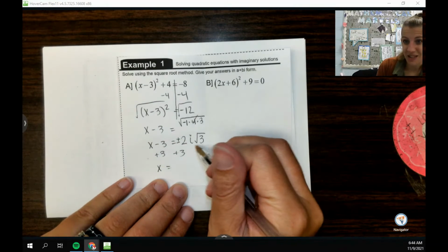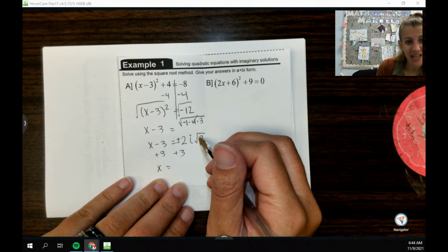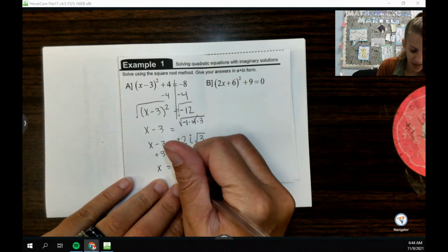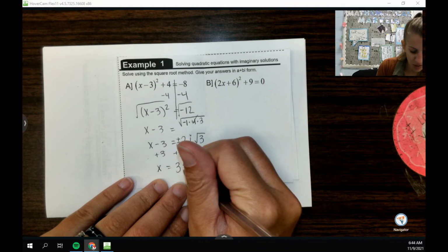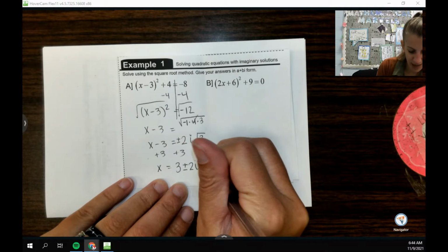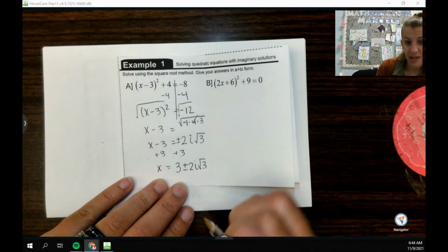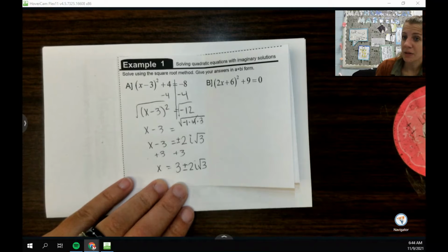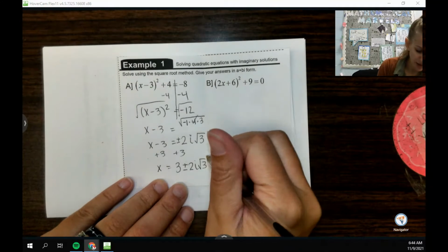Now this is an imaginary number over here and it's got a root on it, so I definitely can't add the 3 with it. So we're just going to have this real messy answer, 3 plus or minus 2i root 3. So again, conjugate pairs, 3 plus 2i root 3 and 3 minus 2i root 3.